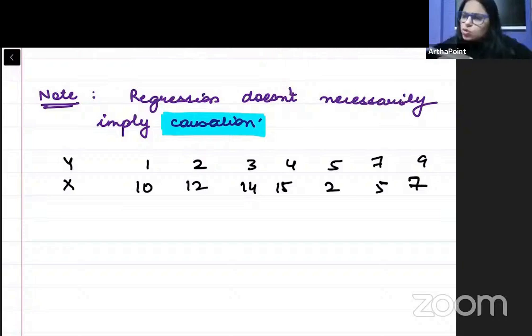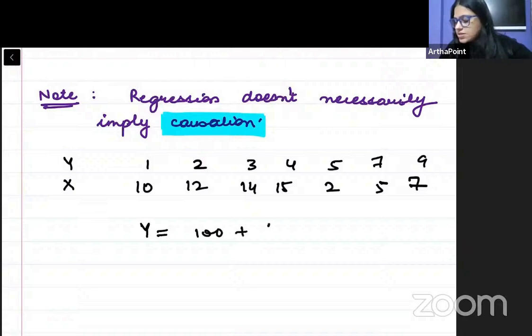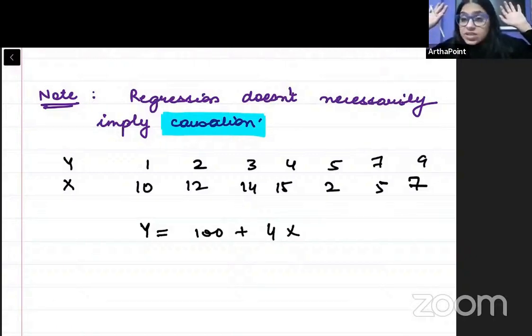You will get some results. कुछ result तो आएंगे. कोई equation तो बनेगी. Maybe you will get an equation like this, that y is equal to 100 plus 4x. ऐसा कुछ equation आ गया suppose. But this does not mean x causes y. Regression does not imply causation.